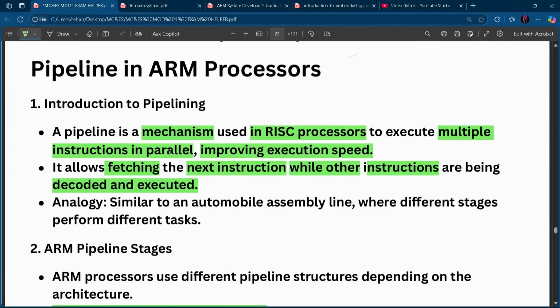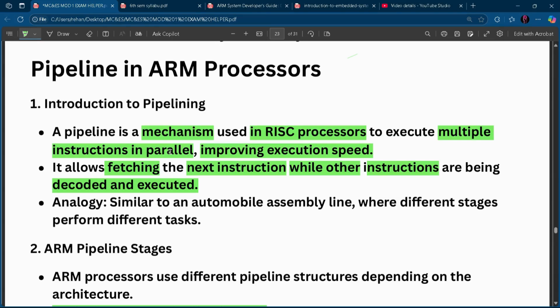Alright guys. We are just about to start pipelining in ARM processors. The beginning was not so cool because sometimes the laptop causes some trouble when there's no storage left. Anyway, we'll start with pipelining in ARM processors.